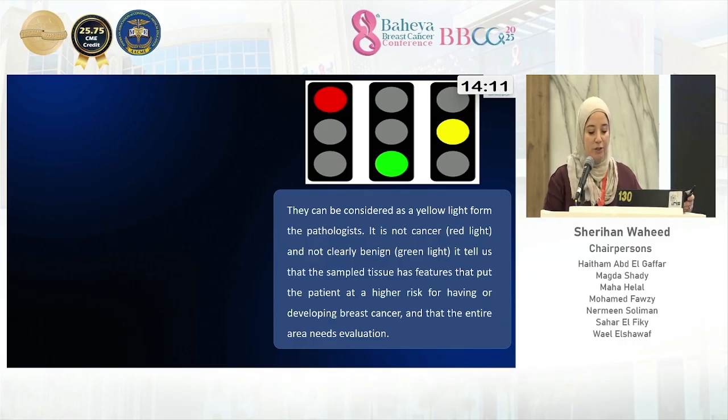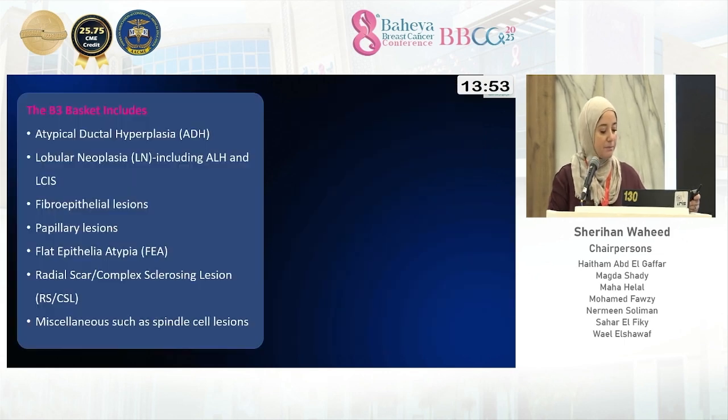These lesions can be considered as a yellow light from the pathologist. It's not cancer, a red light, and not malignant, a red light, and not clearly benign, a green light either. It tells us that the sample tissue has features that put the patient at a higher risk for having or developing breast cancer, and that the entire area needs a proper evaluation.